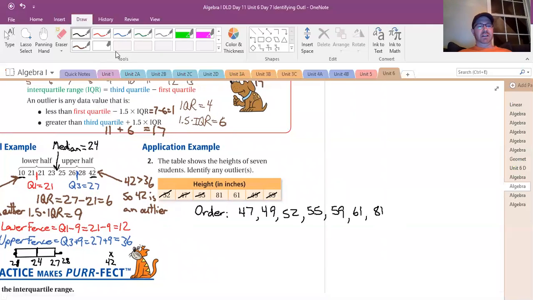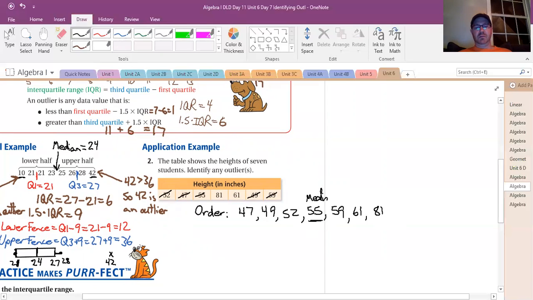All right. So first of all, I need to identify the median. Since I have 7 scores, my median will be this middle score, 55. Okay, there's our median. And now I have 3 scores in my bottom half. So out of these 3, the middle one right there is Q1. That's the first quartile. My upper one, I have 59, 61, 81. So the middle of those is 61. That's Q3, my third quartile.